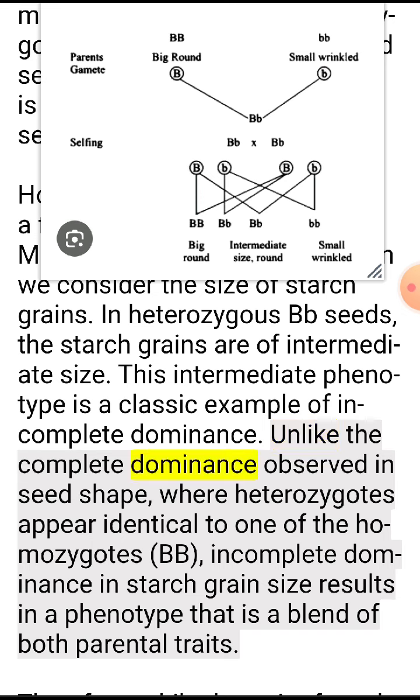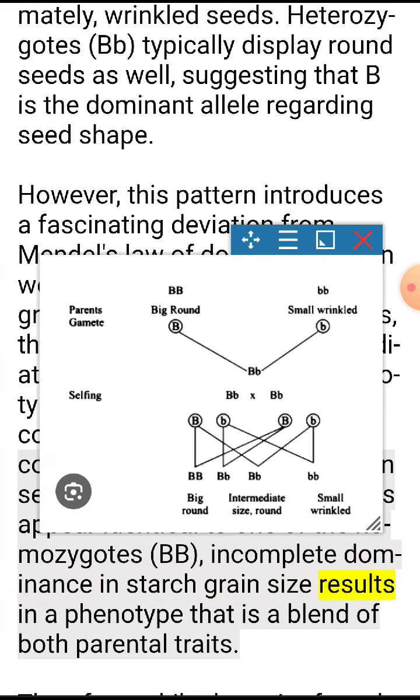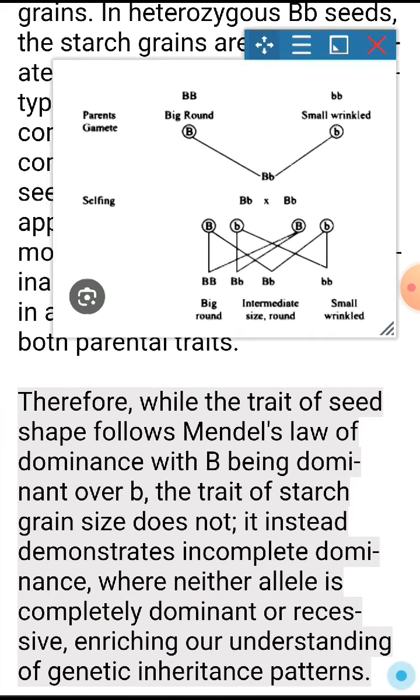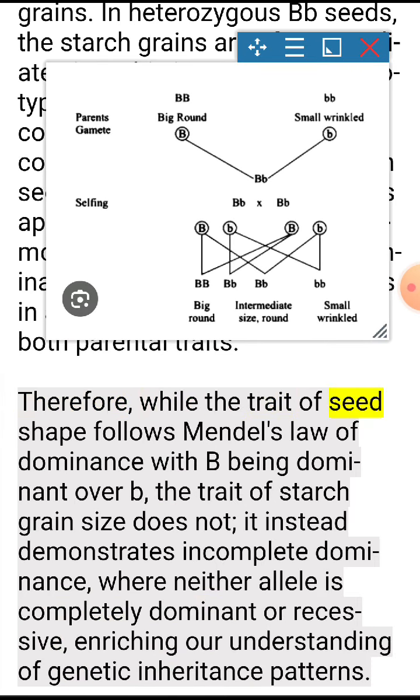Unlike the complete dominance observed in seed shape, where heterozygotes appear identical to one of the homozygotes, BB, incomplete dominance in starch grain size results in a phenotype that is a blend of both parental traits. Therefore, while the trait of seed shape follows Mendel's law of dominance with B being dominant over b, the trait of starch grain size does not. It instead demonstrates incomplete dominance, where neither allele is completely dominant or recessive, enriching our understanding of genetic inheritance patterns.